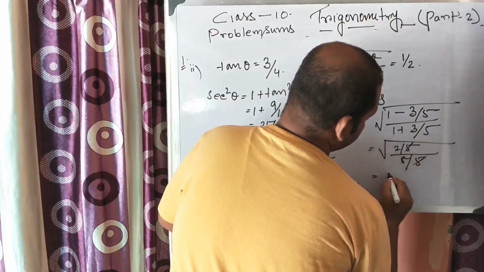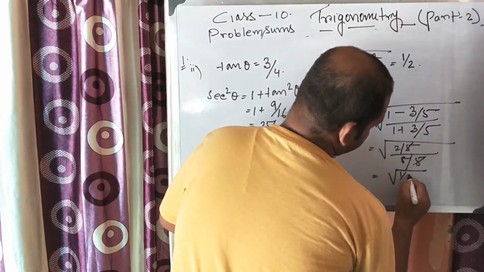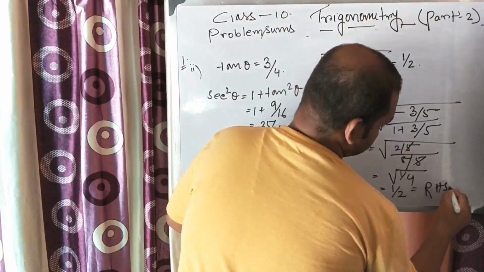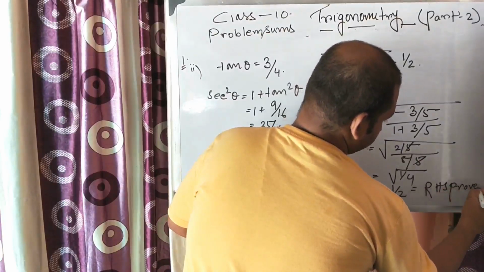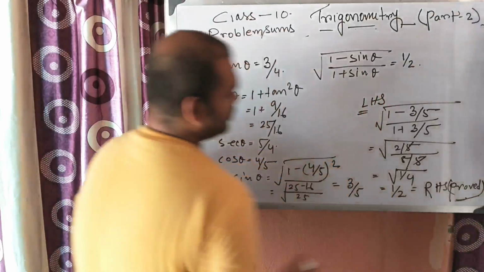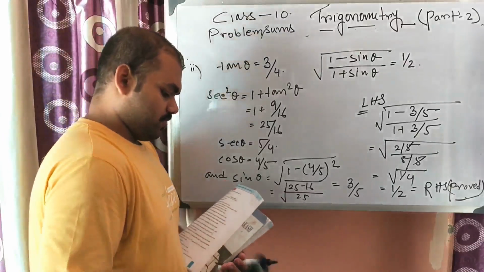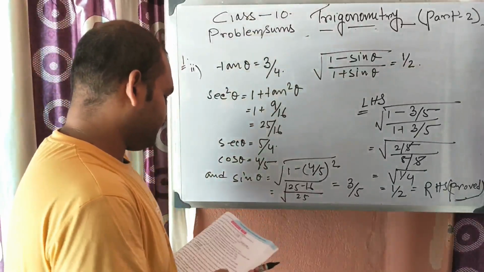5 cancel out. So 2/8 is 1/4. It is 1/2, which equals the RHS. Proved. Okay, so this is how you will do the sum. Okay, so let us go to the next sum.